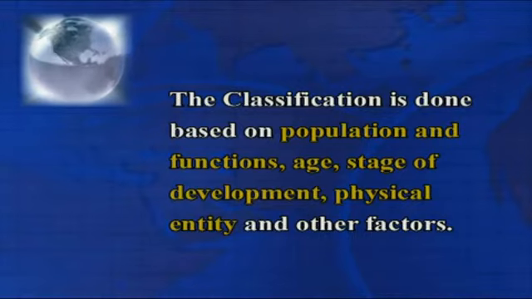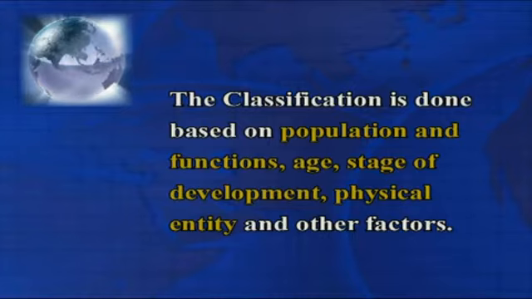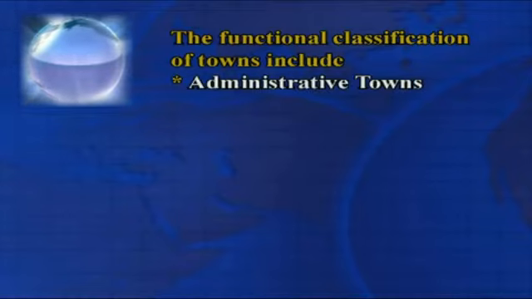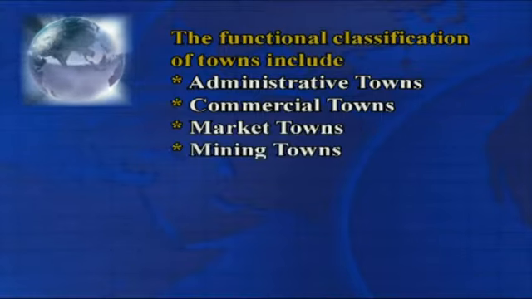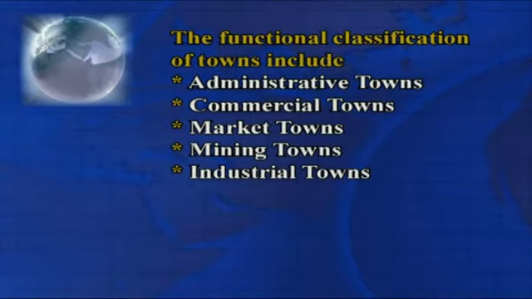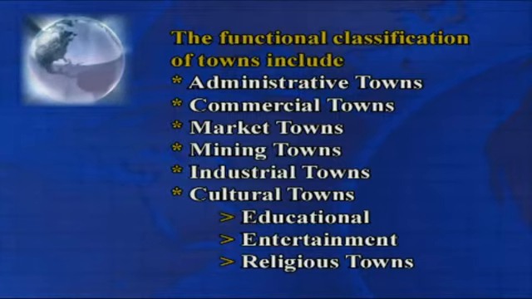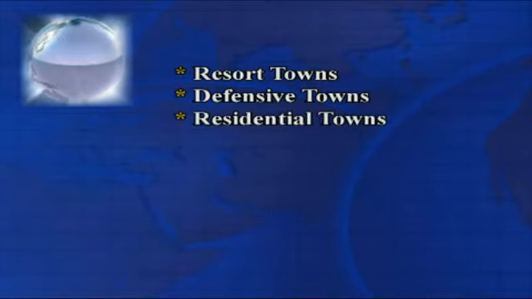A major part of urban geography lies in the classification of towns also. The classification is done based on population and functions, age, stage of development, physical entity and other factors. The functional classification of towns includes administrative towns, commercial towns, market towns, mining towns, industrial towns, cultural towns like educational, entertainment and religious towns, resort towns, defense towns, residential towns.